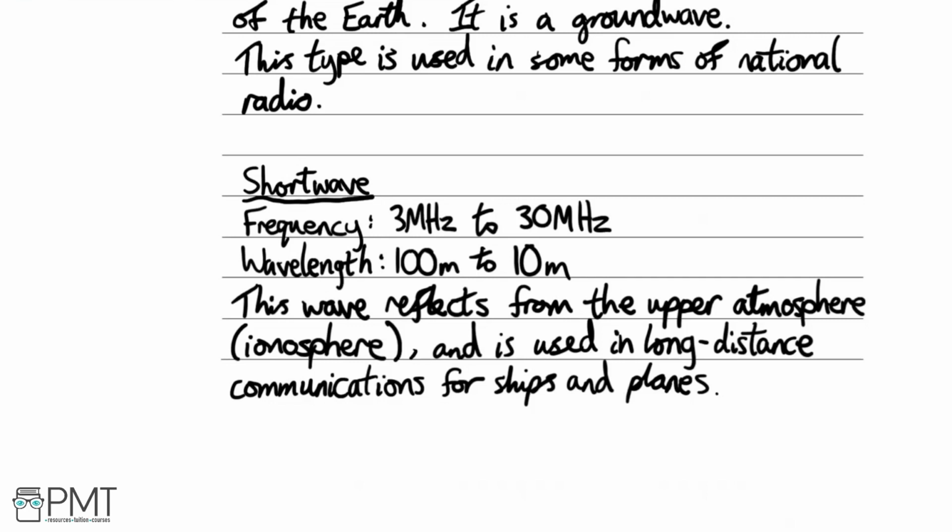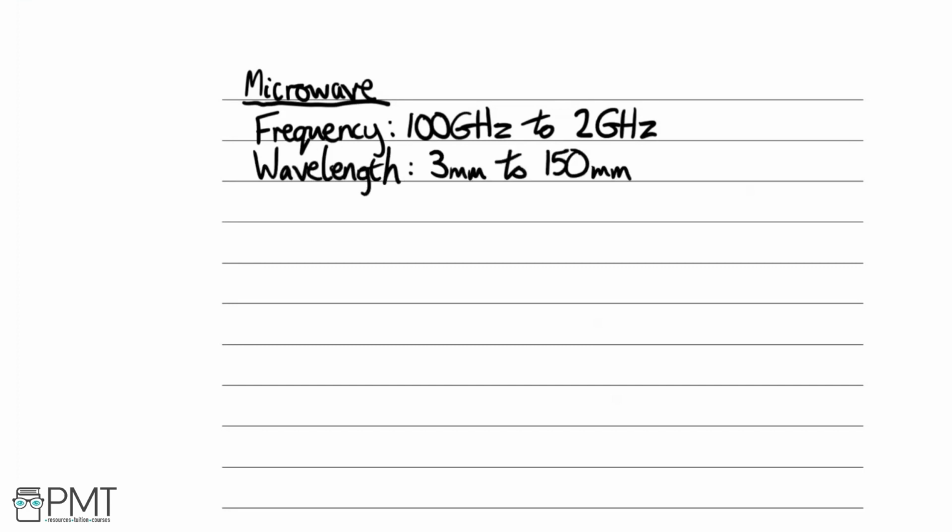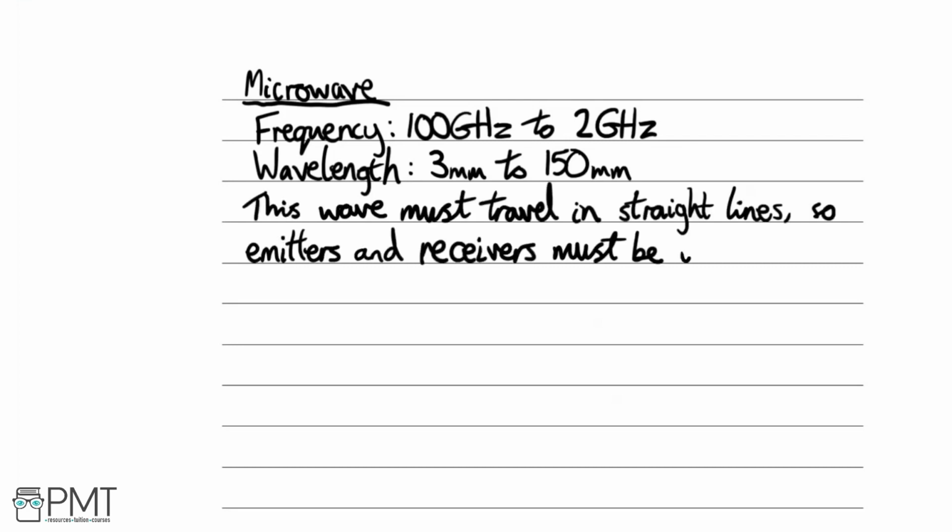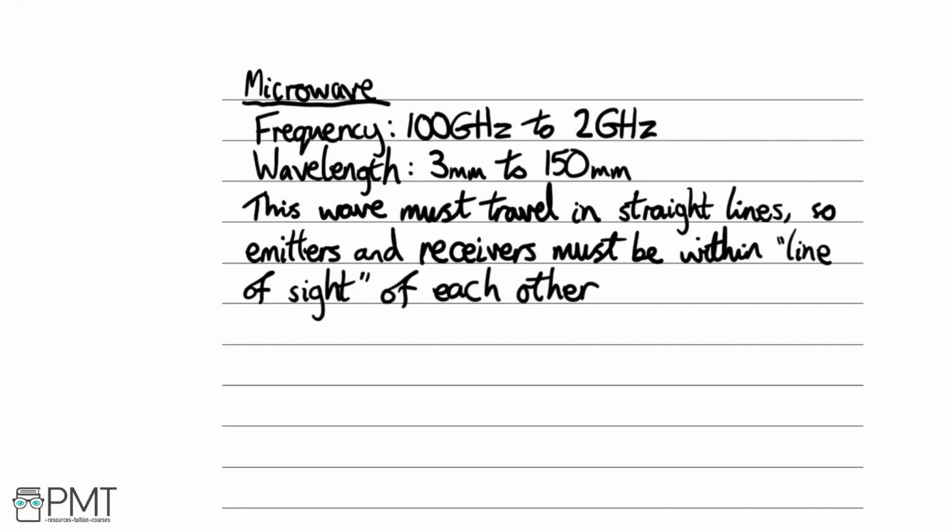So let's do this one more time for microwaves. Now for microwaves, we have a frequency range of 100 GHz to 2 GHz. I realise this time we're going from the upper limit to the lower limit, but that's fine, it's still a range. And then a wavelength range of 3 millimeters to 150 millimeters. Now this wave has to travel in straight lines, so all emitters and receivers must be within view of each other. So an example of this could be between satellites which are in orbit. Now an example of this could be in satellite television or a 3G phone network.